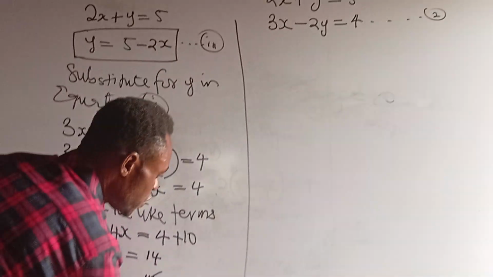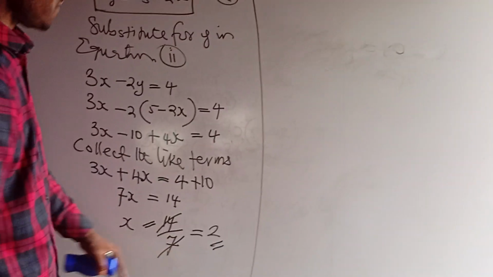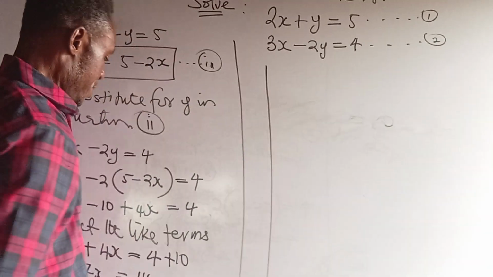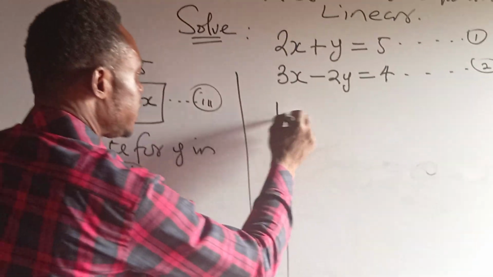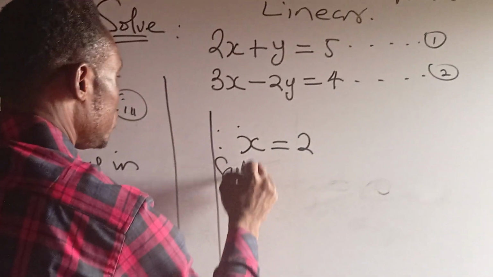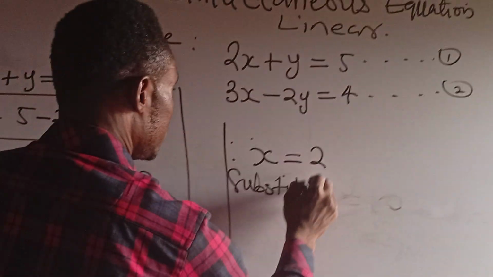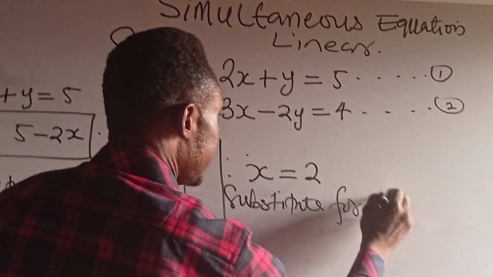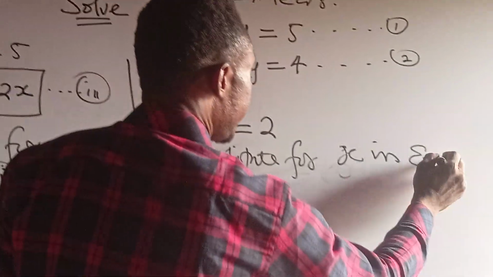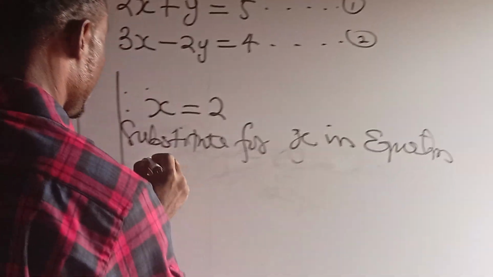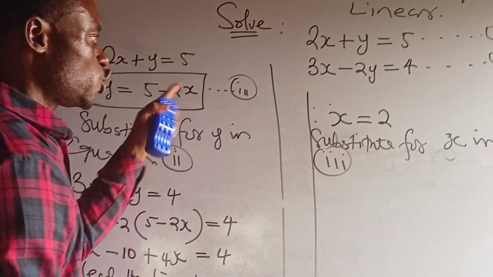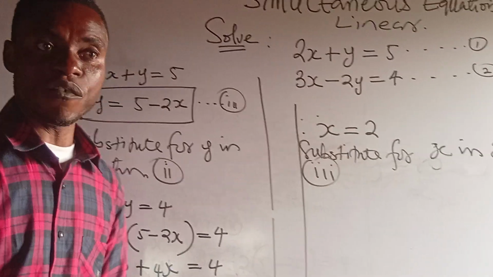Now, let's take this way. We have gotten the value of x as 2. Since x is equal to 2, substitute for x in equation 3. Where is our equation 3? Look at it here. You substitute for x there to enable you get the value of y.